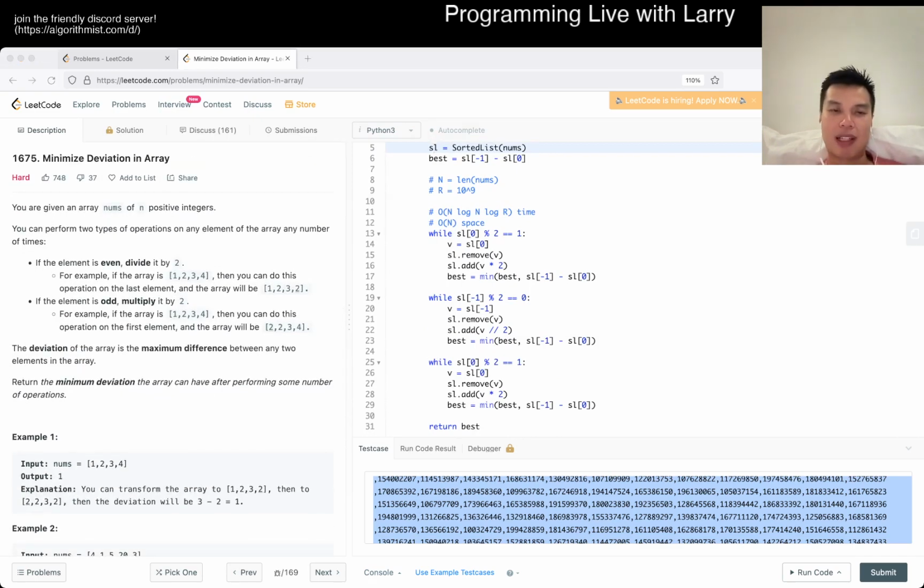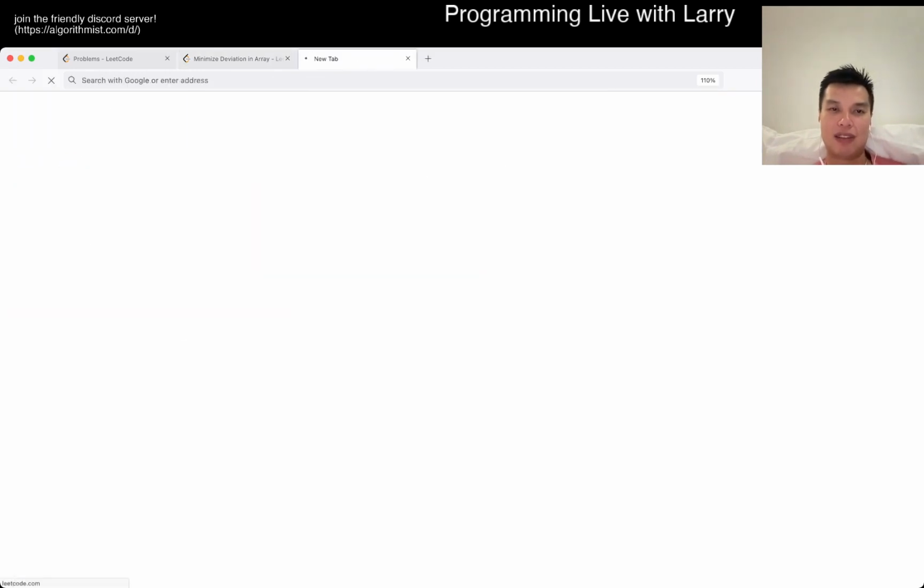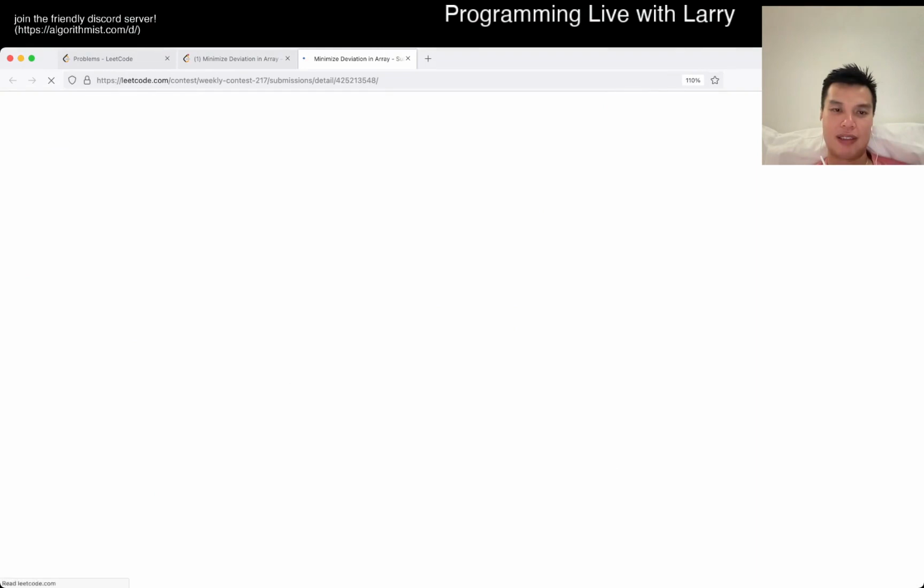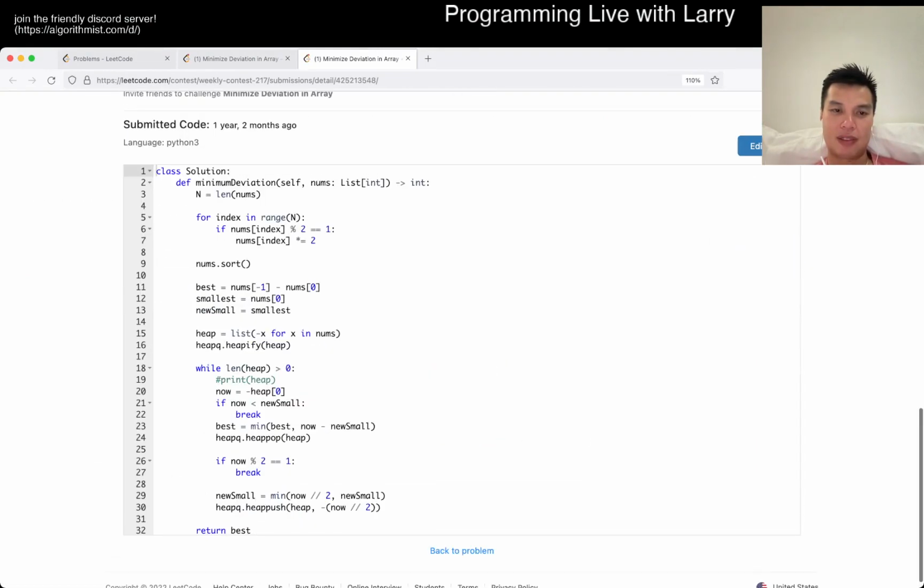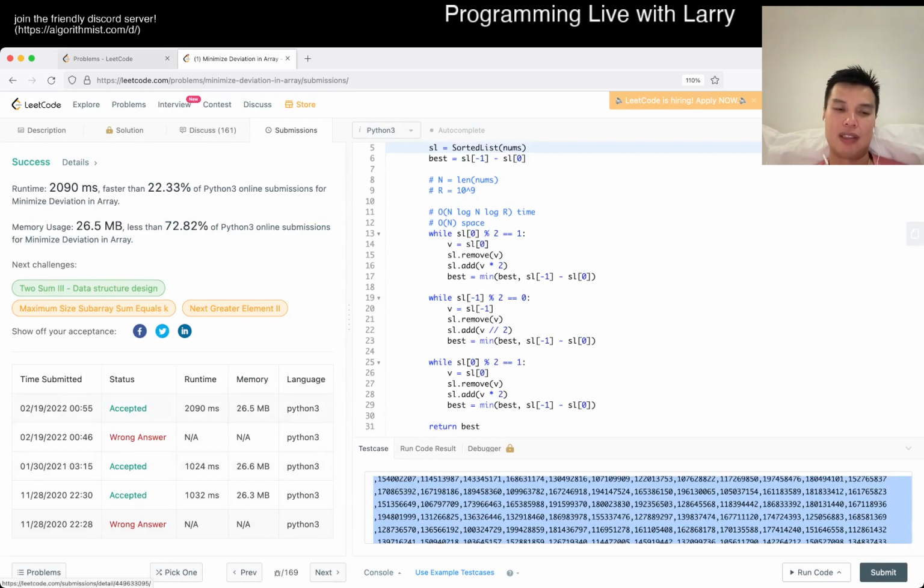This was a little bit sloppy. I think I jumped a little bit ahead and I missed a point, and I couldn't figure out how to debug for 9 minutes. Yeah, what did I do last time? Okay, last time I did use a heap. But this one was the wrong answer. How did I get it right? Oh yeah, I fixed it by doing this, by making all the odd numbers even. Yeah. Past Larry is smarter.